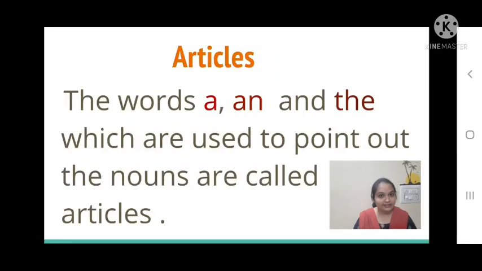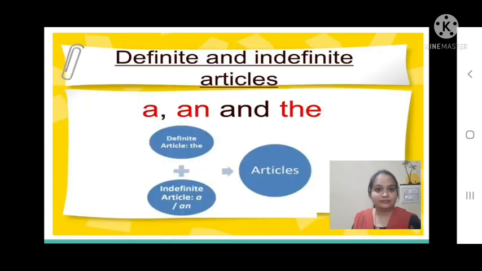So what are articles? The words a, an and the, which are used to point out nouns, are called articles. How do we know which article to use where? To know that, we'll learn the kinds of articles. There are two kinds of articles: definite article and indefinite article.